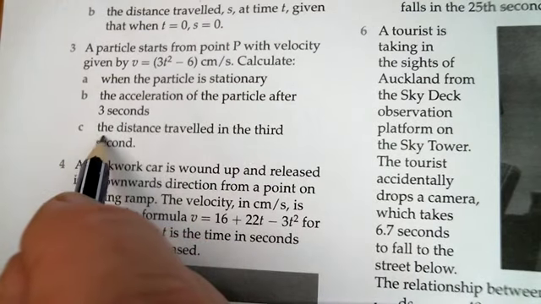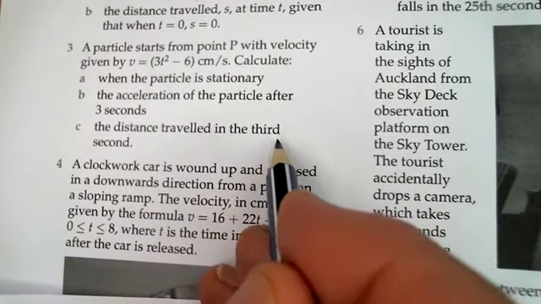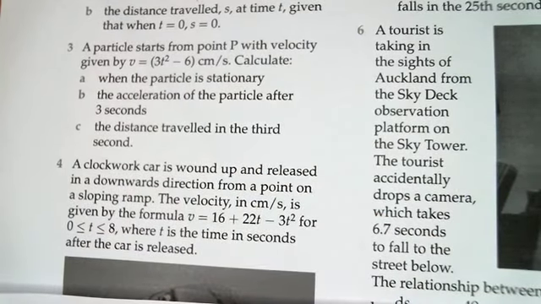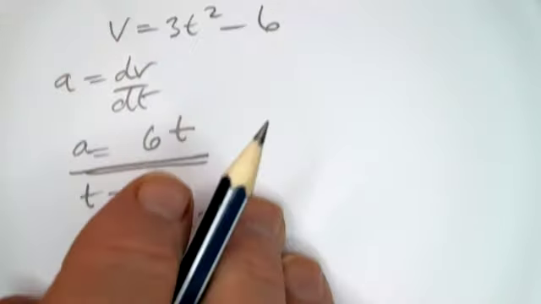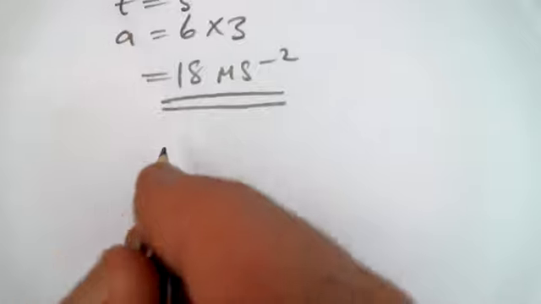Question 3 asks us to find the distance travelled in the third second. It's a bit of a curly one, really, because it's not the distance travelled in 3 seconds, it's in the third second. So to find the distance travelled in the third second, we need to think about it slightly differently than just the 3-second mark.